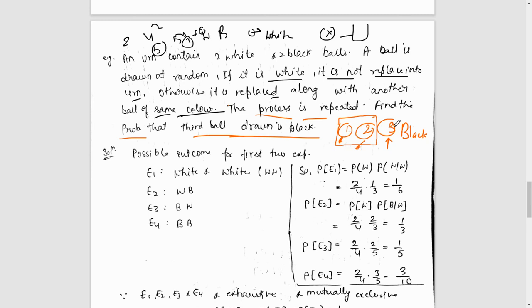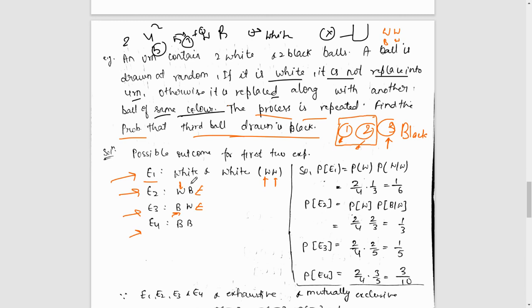Either the first ball can be white and the second ball white, the first ball black and the second ball white, and similarly all the possible combinations. So we are representing all these possible combinations by E1, E2, E3, and E4. Okay. E1 means the first ball is white and the second ball is also white. E2 means the first ball is white but the second ball is black, and similarly E3 means the first ball is black and the second ball is white. Because in the first two draws any possible combination must have been drawn.